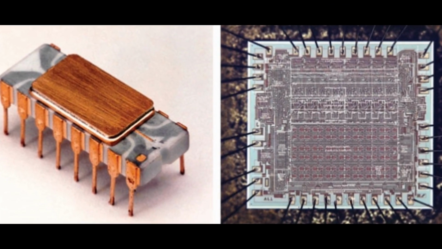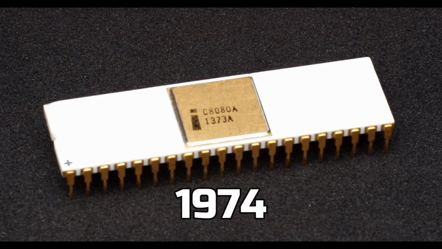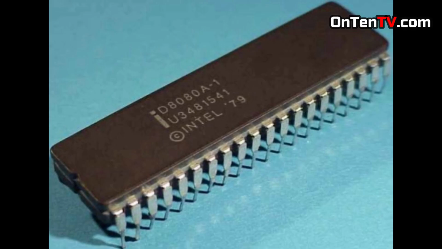Smaller and smaller continued until we got to 1974, and that's when Intel made the 8080 processor. This processor allowed regular people to buy parts and build computers.